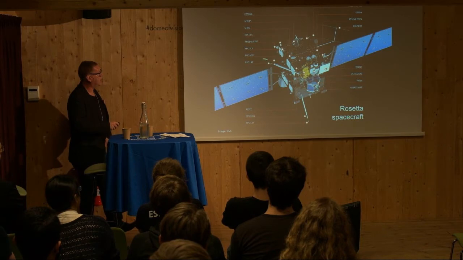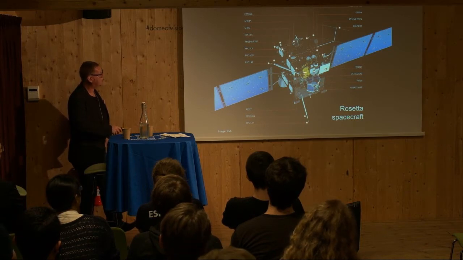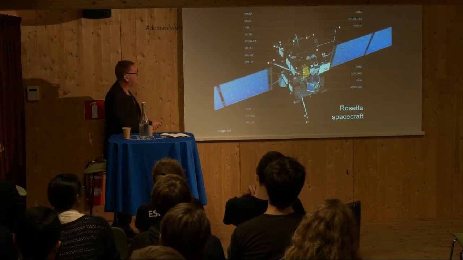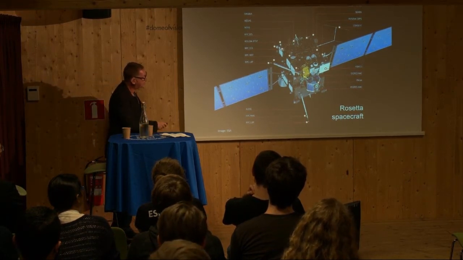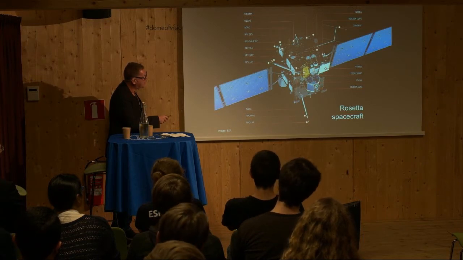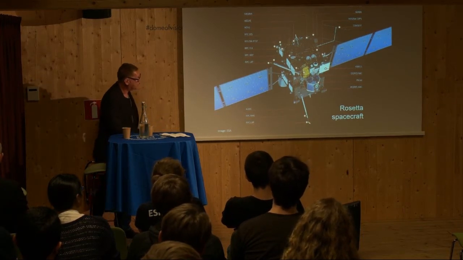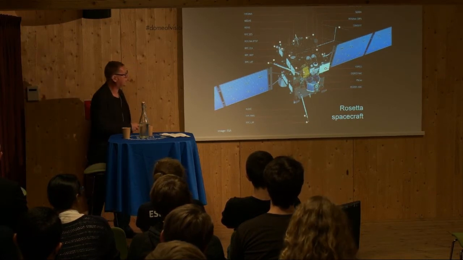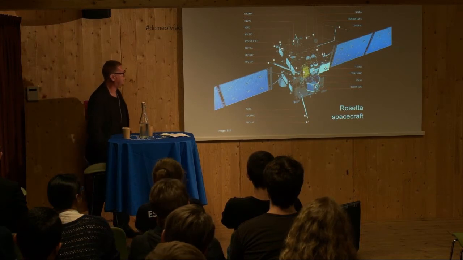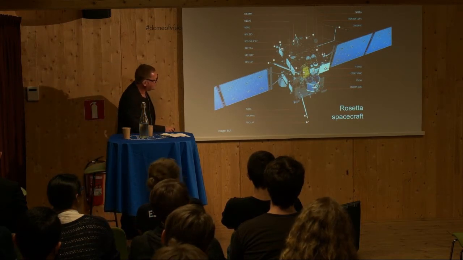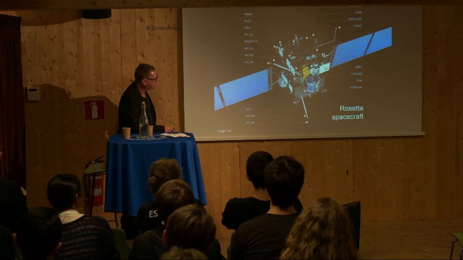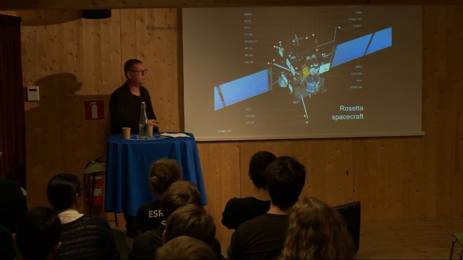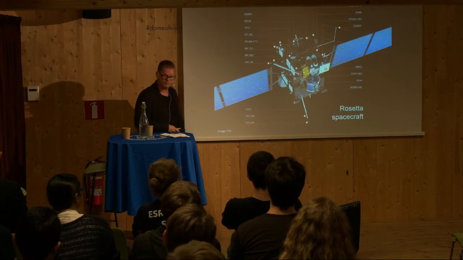And I personally have been involved mostly in the instrument called LAP, Langmuir probe, which are these two booms here with small spherical metal spheres at the end of the booms. And I'll try to explain a little bit later what we can do with these. There's also this kind of little extra baby spacecraft, which I'm not going to talk about today, but it was called Philae and actually landed on the comet surface, which was quite exciting.